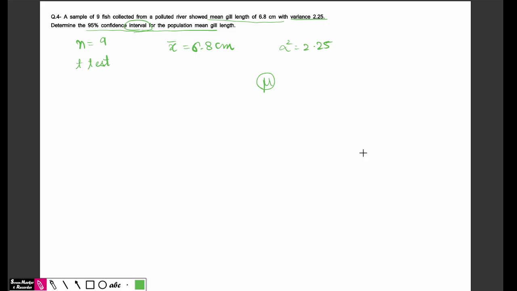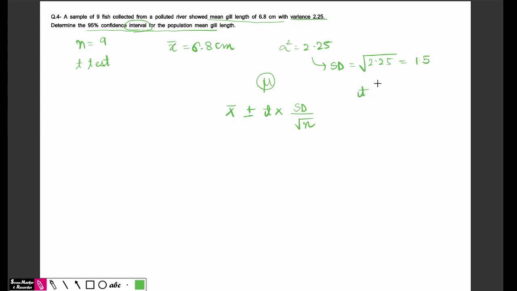So this is an entirely different question. For finding the range of mu, or for finding this interval, you need to use this formula, that is x bar plus minus. Why plus minus? Because you are finding a range from the lower number to the higher number. So plus minus t, you have to calculate the value of t, multiplied by the standard deviation upon root of n. Now from here you can calculate the value of standard deviation. It comes out to be the root of 2.25, so it will be 1.5 approximately.